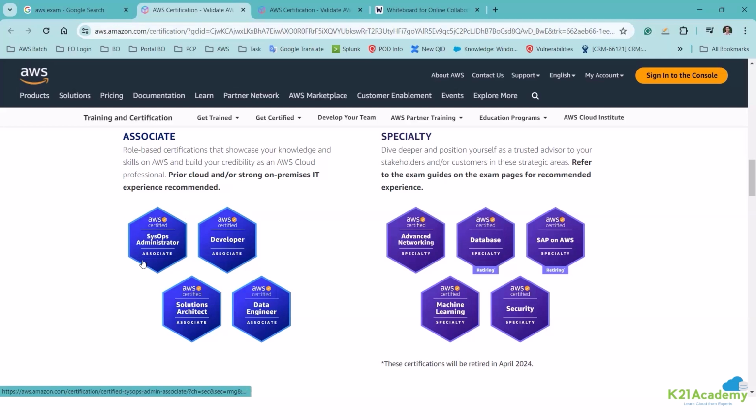Then you also have the SysOps Administration. Now, what does SysOps Administration mean? Mainly this one is for troubleshooting, so it will guide you about troubleshooting as well. And also, the core thing is repeatable deployment.